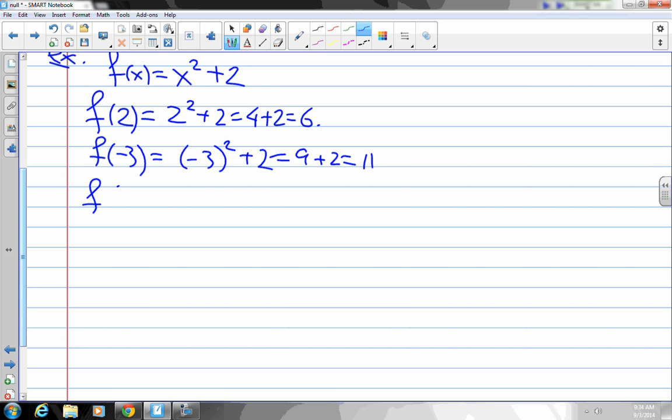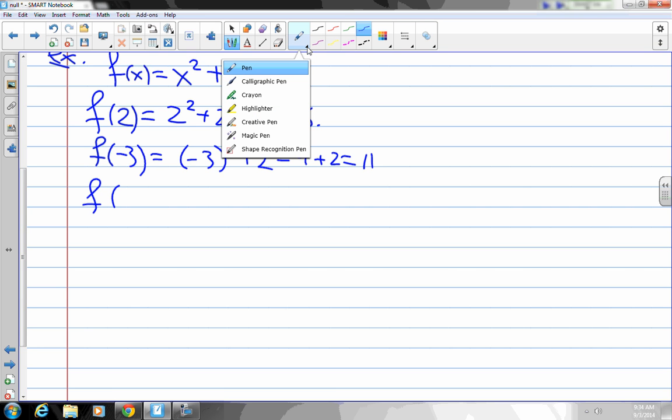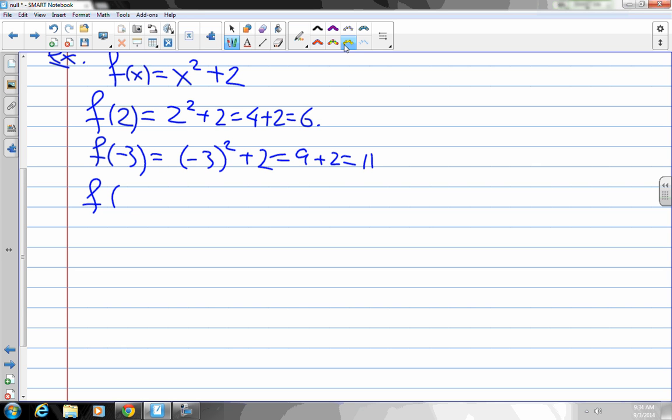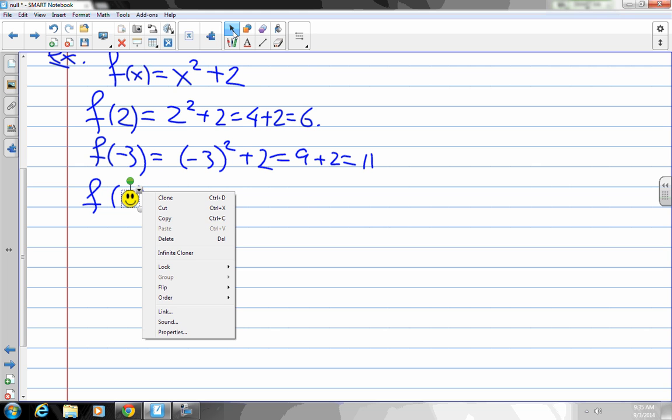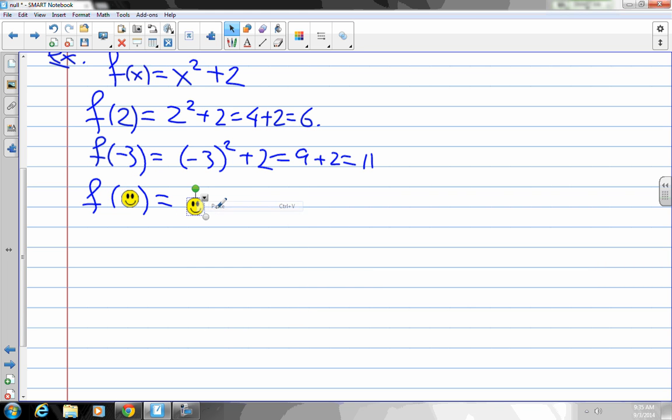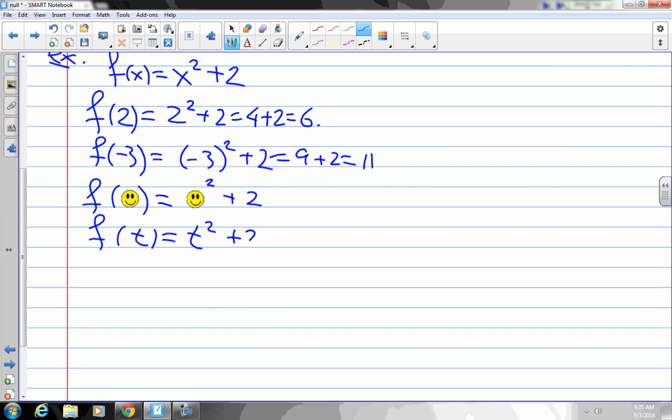What if I ask you f of a smiley face? So what do you get? Smiley face squared plus 2. Whatever the smiley face is, the meaning of the smiley face, it's squared plus 2. Right? So the idea is whatever lives in the parenthesis replaces your independent variable. Is that okay?